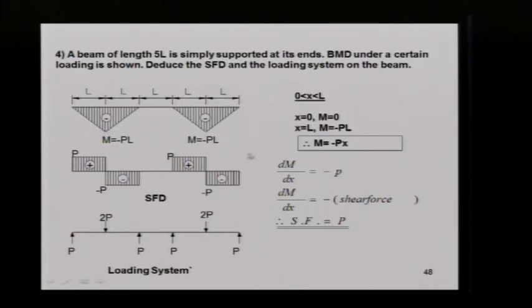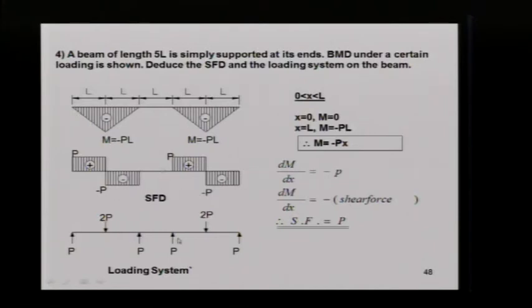Now we know that dM/dx is equal to minus the shear force. From this equation, if you do dM/dx, you will get minus P. So dM/dx is the negative of the shear force, and if you equate the two sides, you will say that the shear force is equal to P. That is what you get from this first step. So in this region, from this expression for bending moment, taking the first derivative with respect to x, we have been able to show that the shear force will be a constant. And we know that from previous diagrams, where the shear force is constant, the bending moment is linear. We have seen a few diagrams like that.